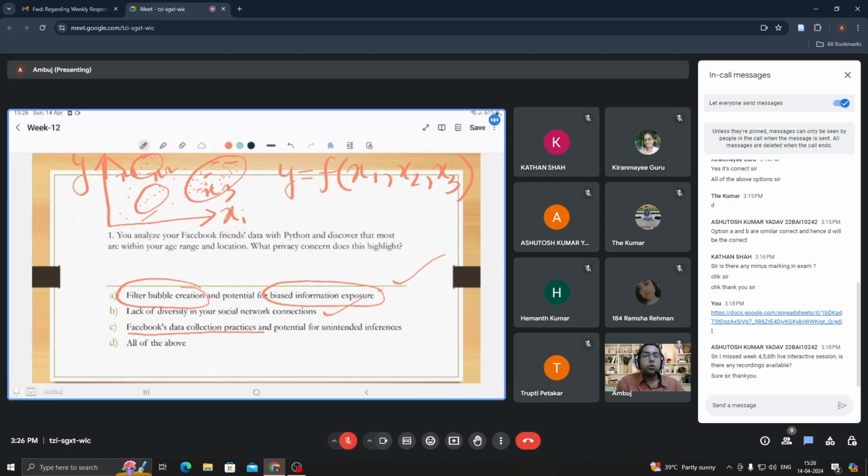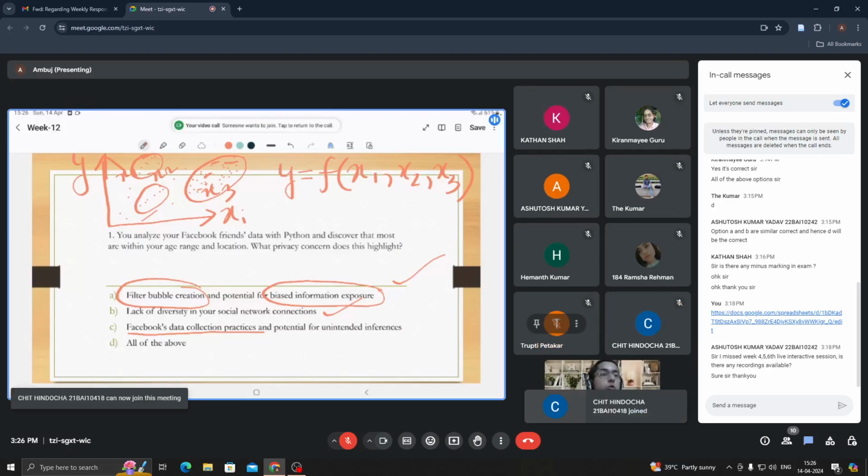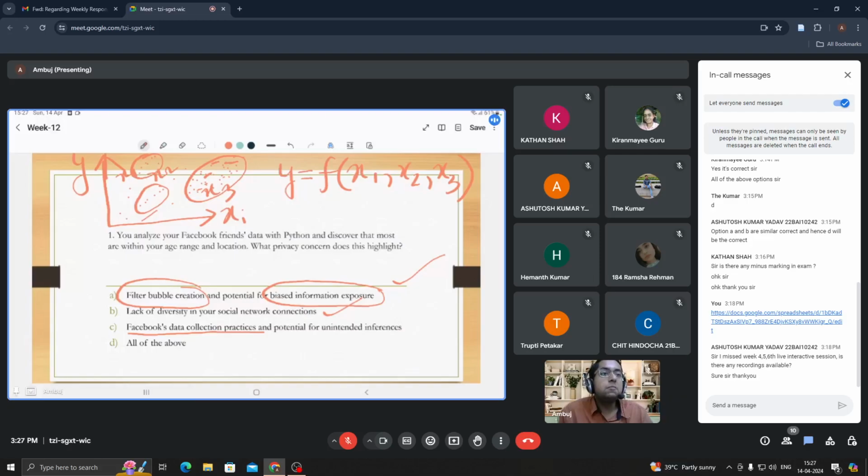Okay. And potential for unintended interferences. What is the meaning? Unintended interferences means breaching of the data. It would be slightly more apprehensible in this type of particular case when my information is getting biased. The apprehension of data breaches would be slightly higher because the algorithm has converged.